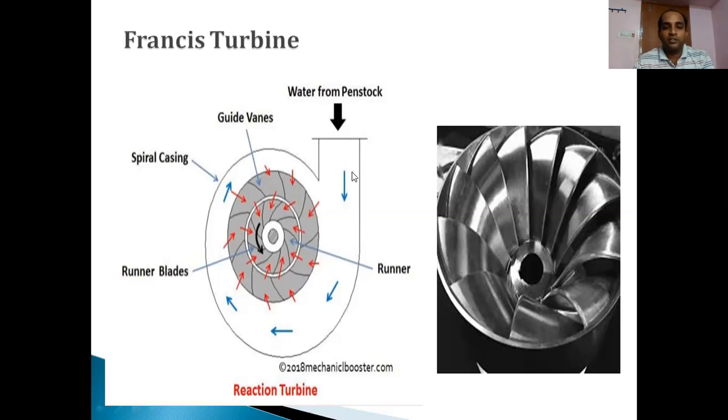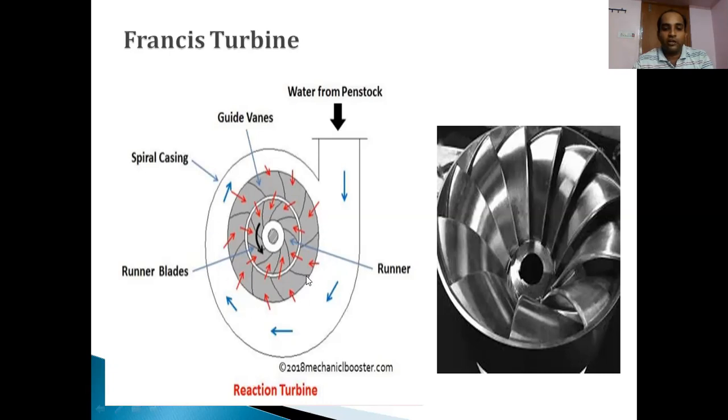So what we do here is take that water and pass it through a spiral casing. If you observe the spiral casing carefully, it is designed in such a fashion that when the water enters from this end, it is uniformly distributed throughout the entire radii.